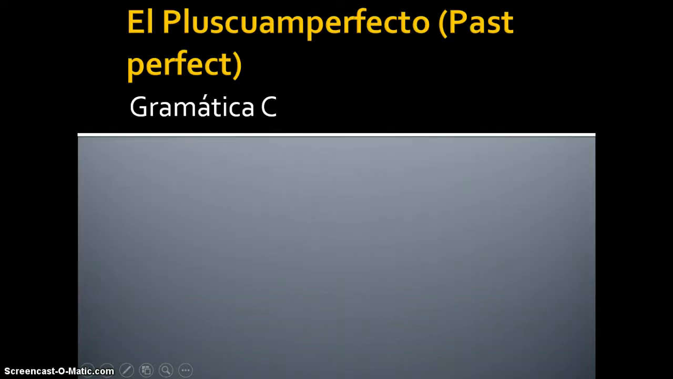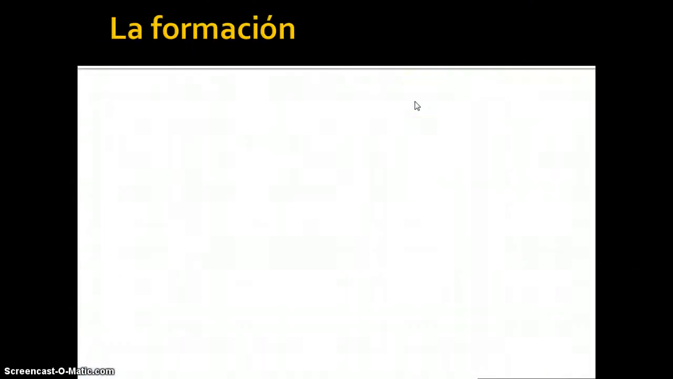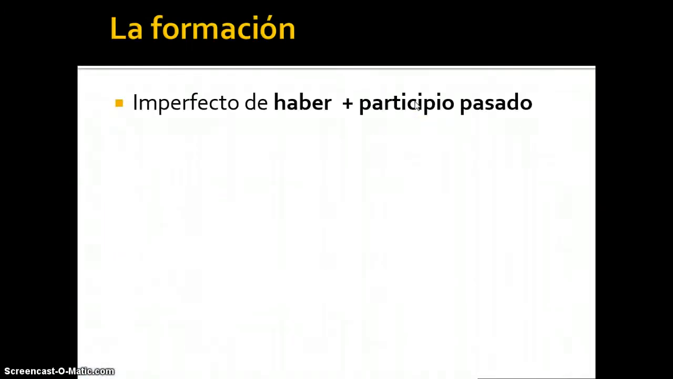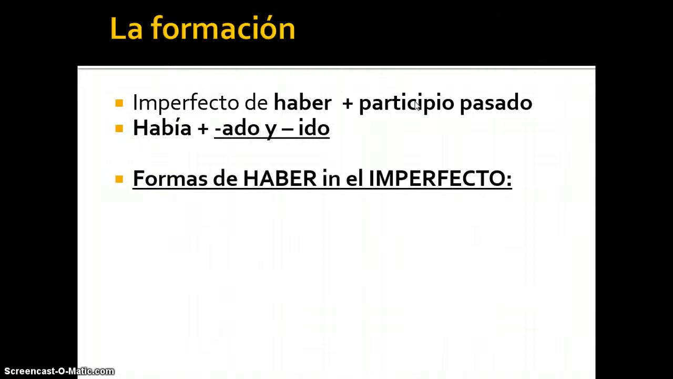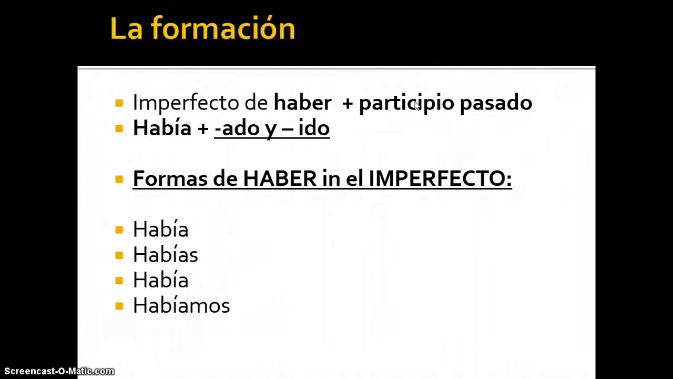For the pluperfect, the pluscuamperfecto, plu means past, so we use the past perfect to talk about things that had happened. We're going to use the imperfect of the verb haber and then the same participio pasado we have used in other lessons. The forms of haber in el imperfecto: había, habías, había, habíamos, and habían. And this part of the formula is going to give us our subject.